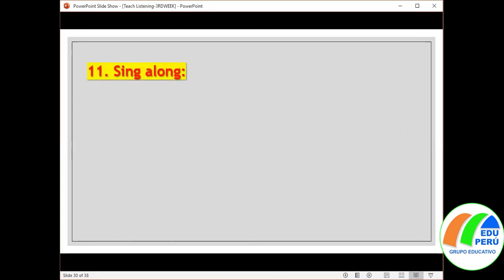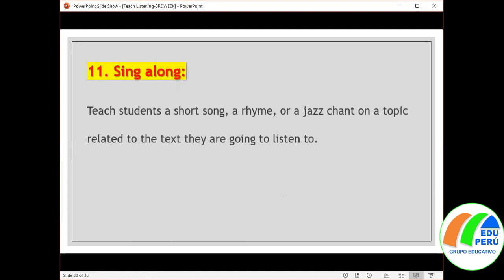Now, the other is sing along. Teach students a short song, a very short song. It's not a complete, whole song, but a very short song, or maybe a rhyme or just a chant on a topic related to the text they are going to listen to. All right, and they are going to sing.